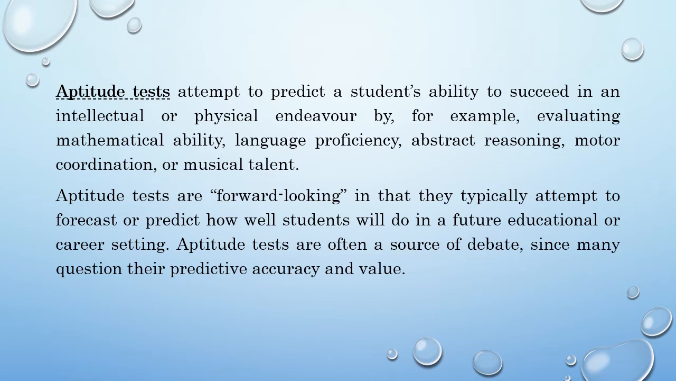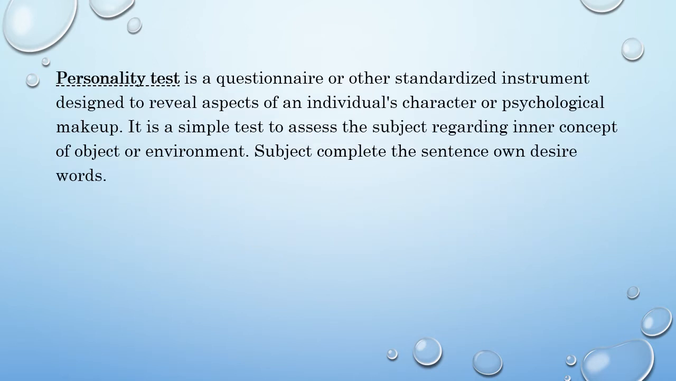Aptitude tests are forward looking in that they typically attempt to forecast or predict how well a student will do in a future educational or career setting. Aptitude tests are often a source of debate since many question their predictive accuracy. And next is personality test. In this you have to see the inner personality of the person, who may be showing something else, but their character will be something else only.